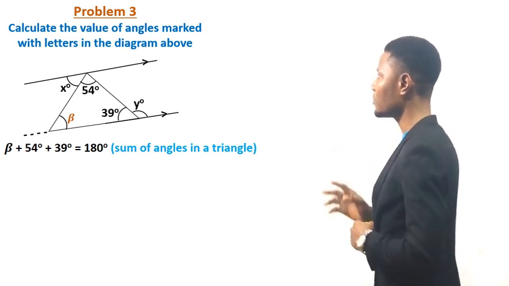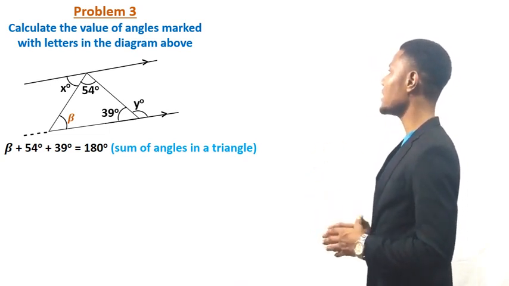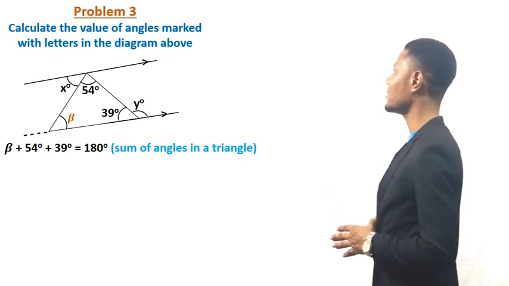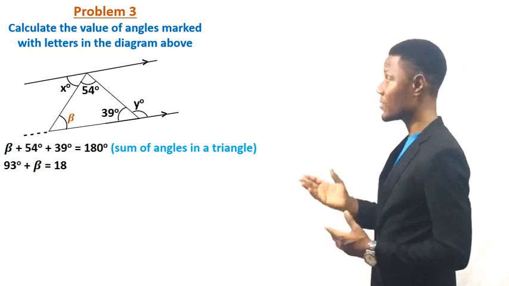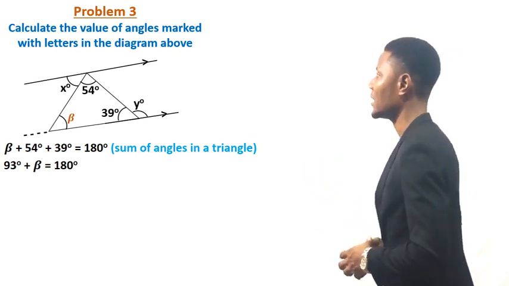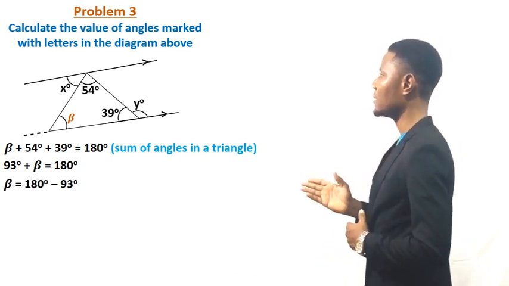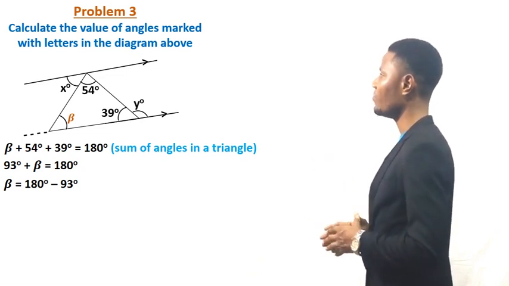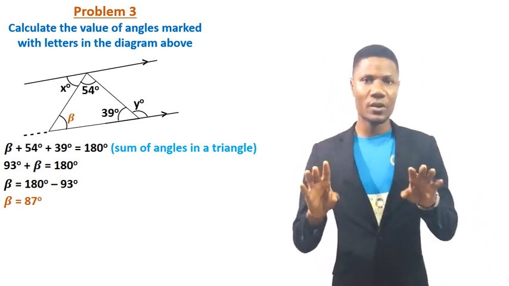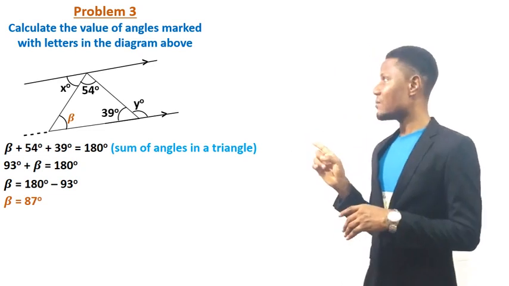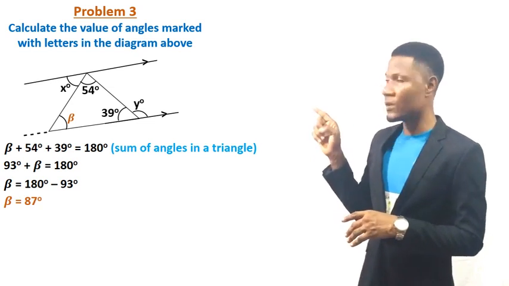Beta plus 54 degrees plus 39 degrees is 180 degrees. 54 degrees plus 39 degrees will give us 93 degrees. So 93 degrees plus beta will give us 180 degrees. So beta is 180 degrees minus 93 degrees. So the value of beta is 87 degrees. Don't forget that we're not looking for beta. We inserted beta into the triangle so that we can look for the value of x.